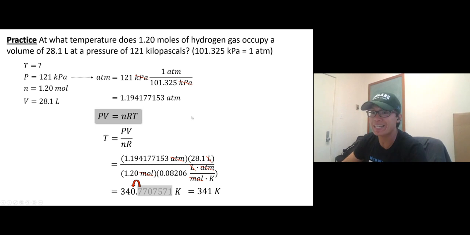Okay, that's how we use the ideal gas law. Very simple. All right.